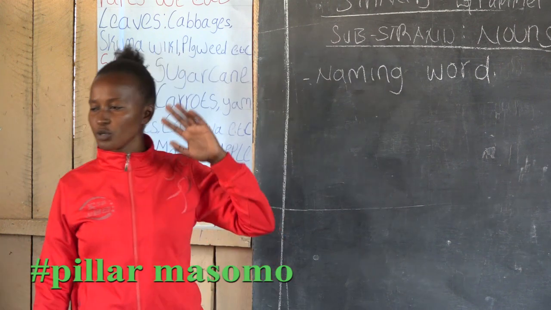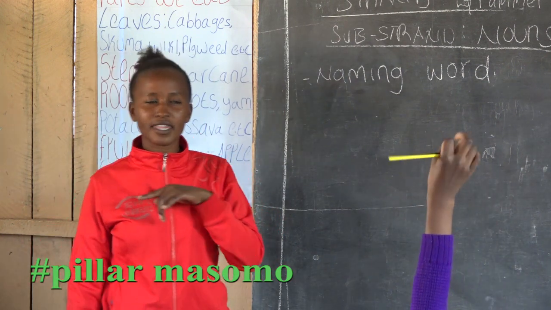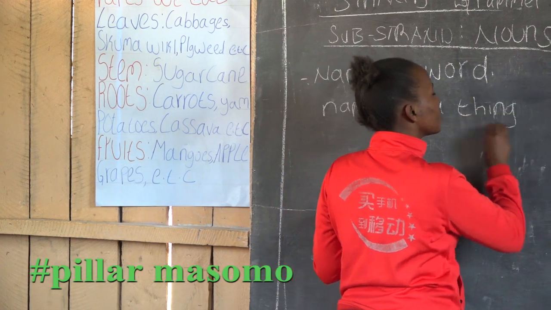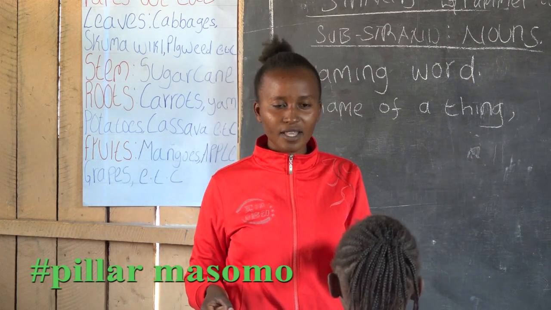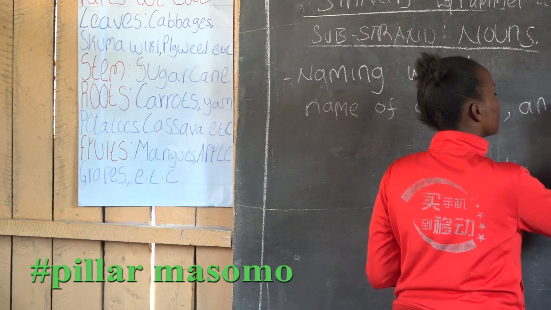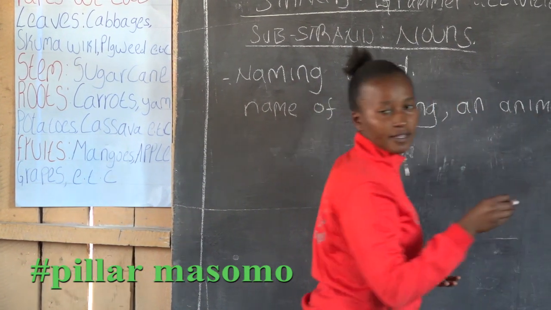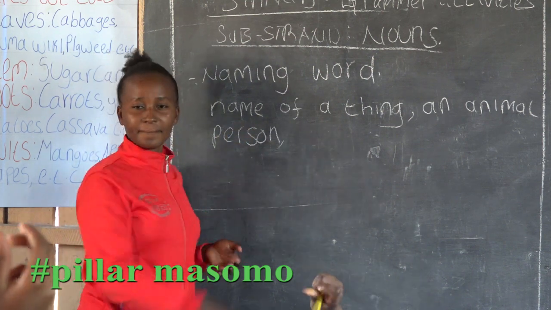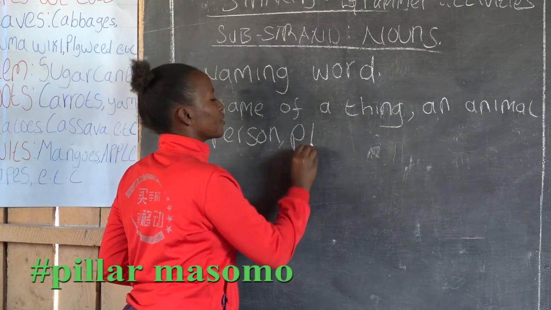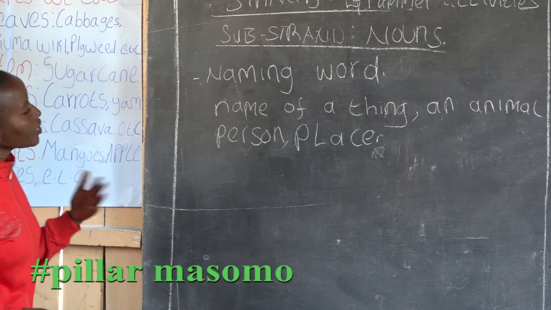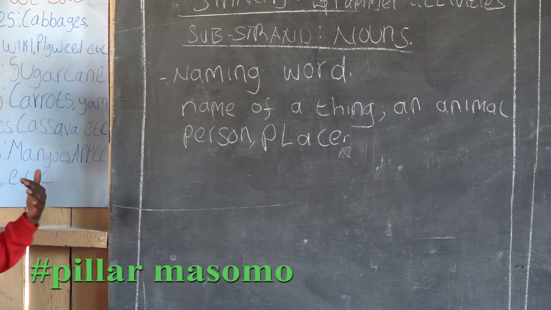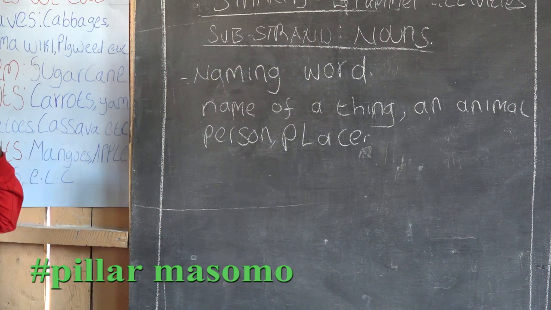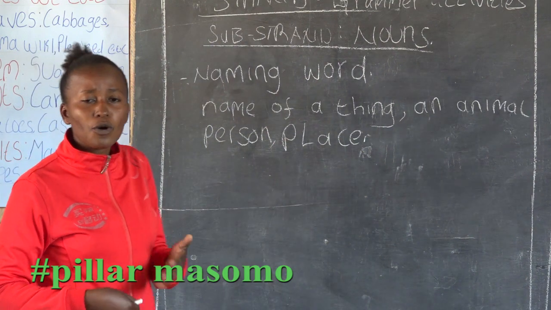So, types of noun. Who knows? Yeah, a name of a thing. Wait, one minute. A name of a thing. Animal. An animal. Joy. Person. Natasha? Place. Good. So, a noun is a name of a thing, an animal, person, or place. Something that we have left out, somebody? Have we left out anything? No. Yeah, so that is the explanation of a noun. So today, I want us to learn what are the types of noun.